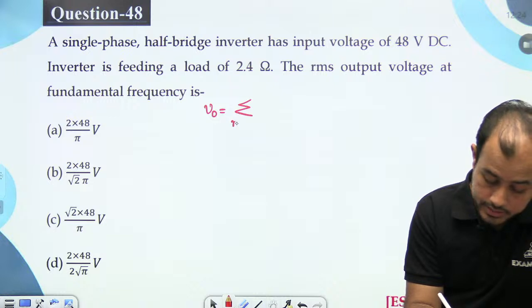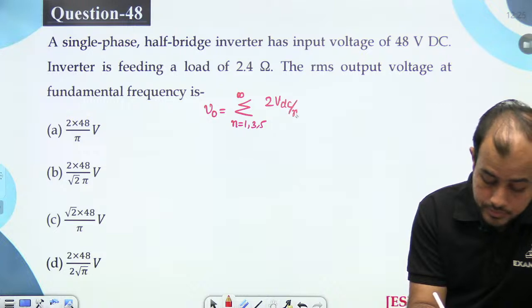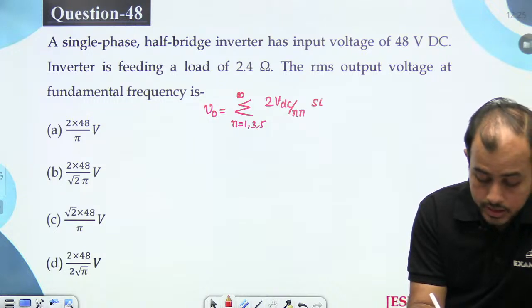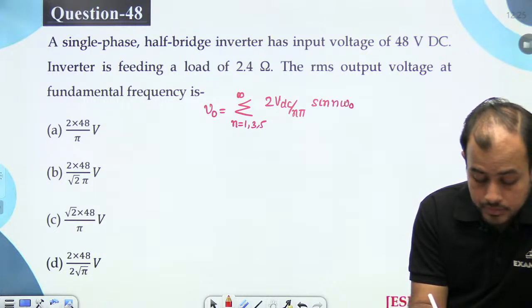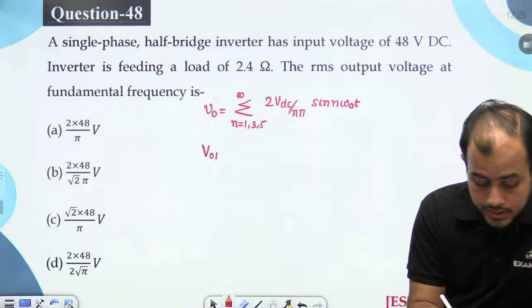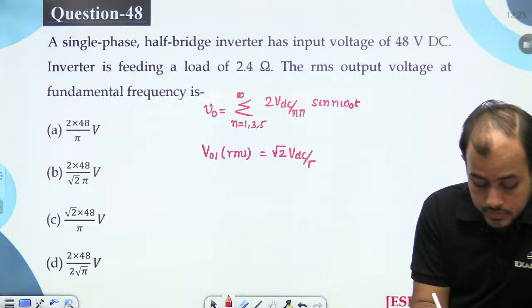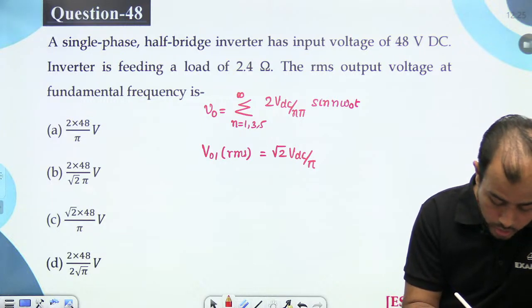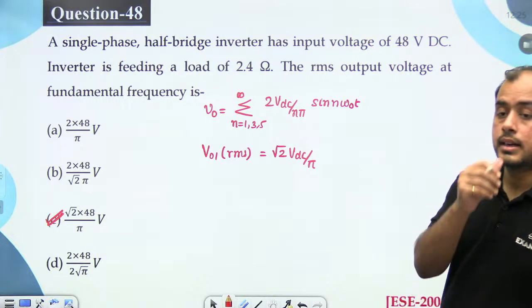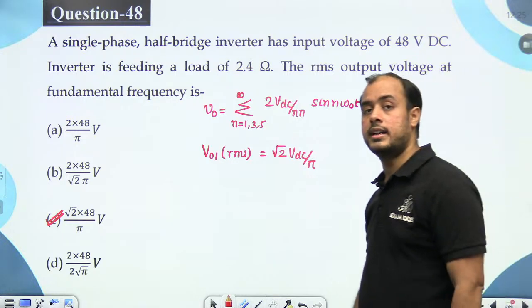Half bridge inverter is this, na? 2 VDC by n pi sin n omega naught t. So V naught 1 RMS is root 2 VDC by pi, 48 into root 2 by pi. C. Correct? 48 into root 2 by pi.